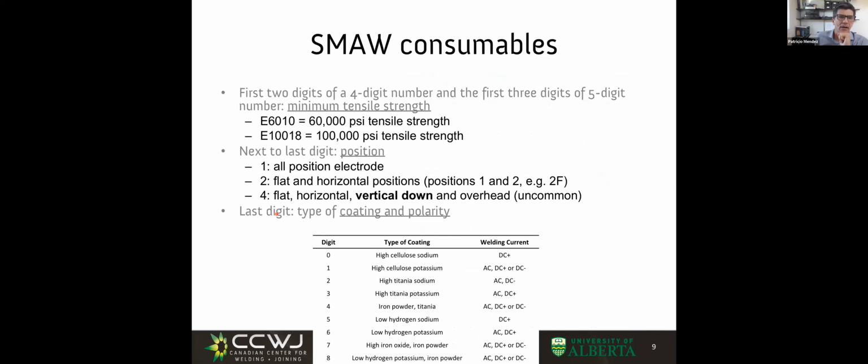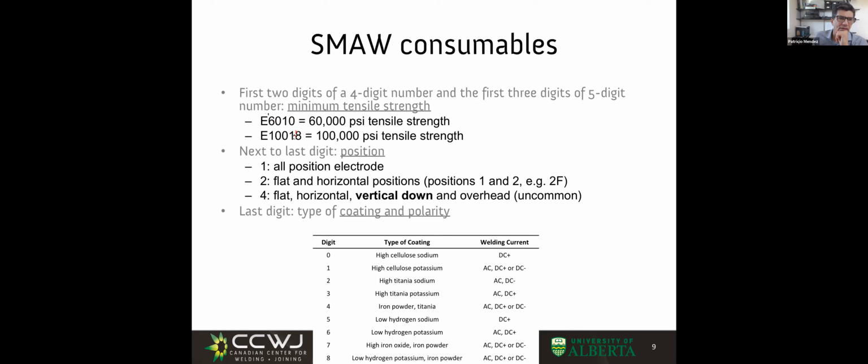So let's see an example. Here we have 6010, 60 KSI, and we can have 11018, right? That means 110 KSI tensile strength. I want to draw your attention to this. This 10 meant cellulosic electrode. Cellulose is an organic that when it burns ends up generating quite a bit of hydrogen. And hydrogen causes cracking in very strong metals. So no surprise, we use a 60 KSI with a 10, that is the cellulosic coating.